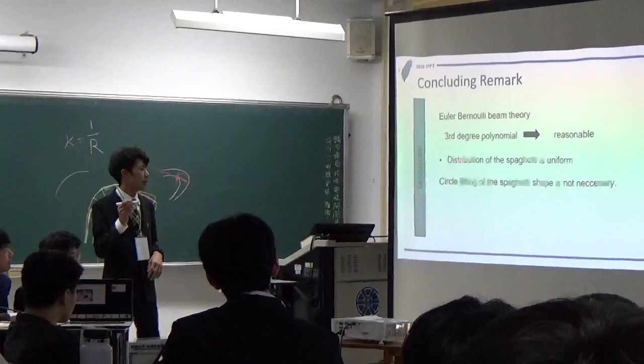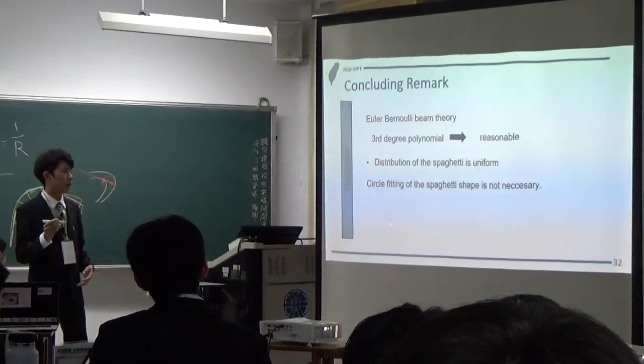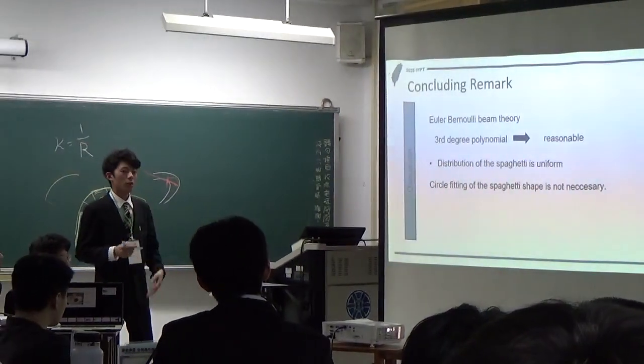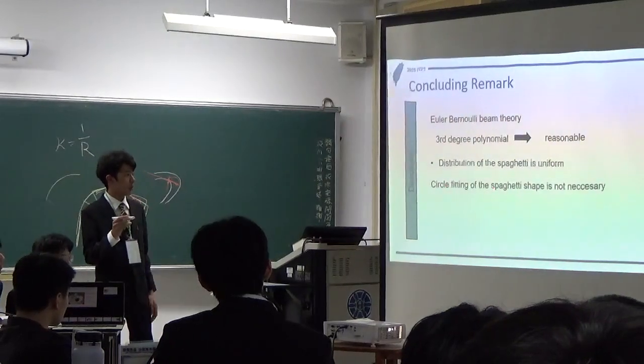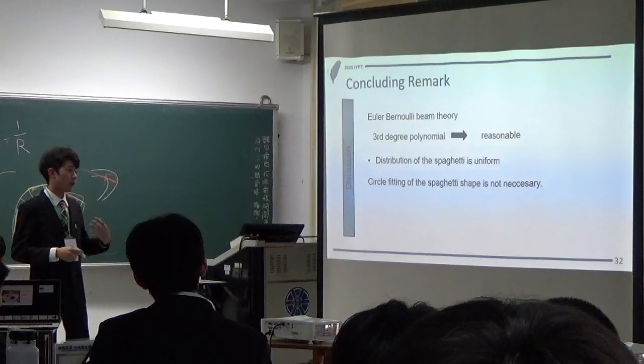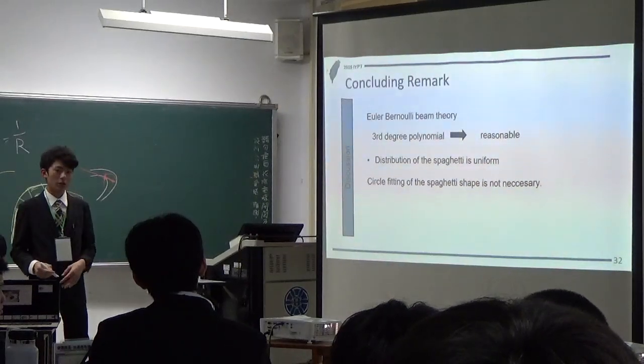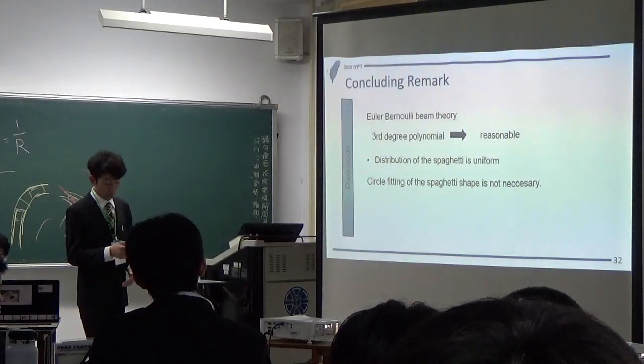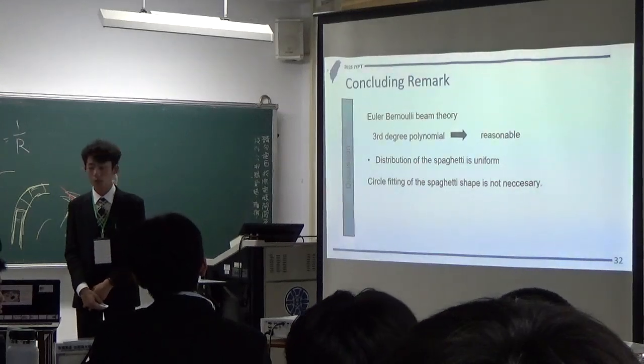And about the distribution of spaghetti being quite uniform, which I mentioned in the question. And the opponent said I can use circle fitting for the spaghetti shape. But I think it's not necessary because I can find the curvature if I know the shape of the spaghetti and the function of it. That's all. Thank you. Okay, thank you. Any question?